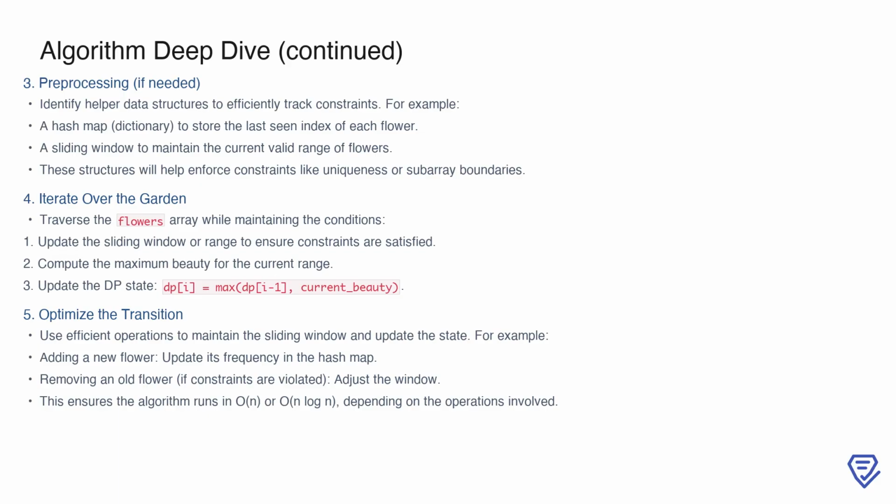Specifically, dp[i] is updated as the maximum of the previous state, dp[i-1], and the beauty of the current valid range. To optimize this process, efficient operations are crucial. For instance, when adding a new flower, we update its frequency in the hash map, and if constraints are violated, we adjust the sliding window by removing flowers as necessary. This ensures that the algorithm runs efficiently, either in linear or near-linear time.